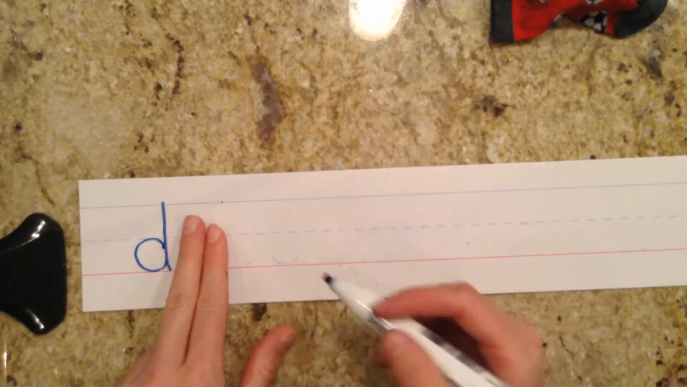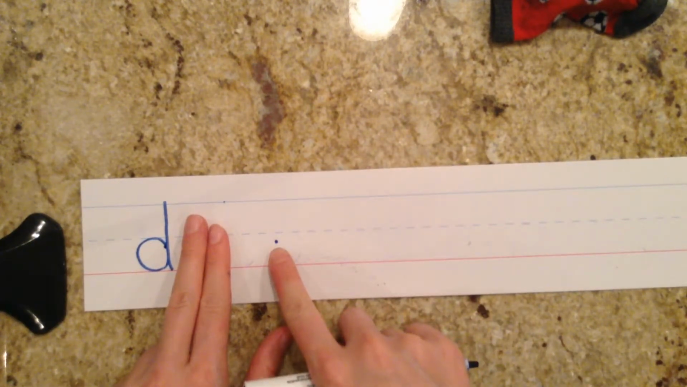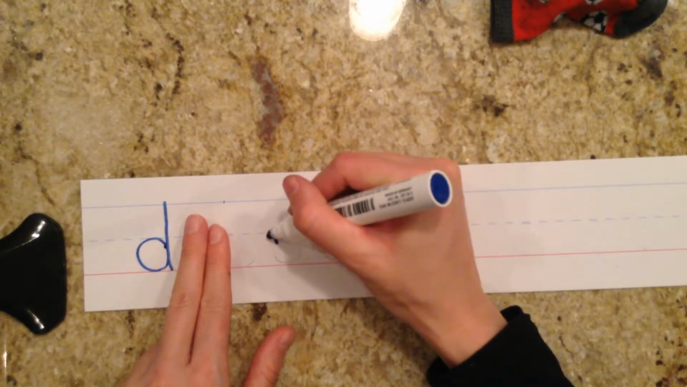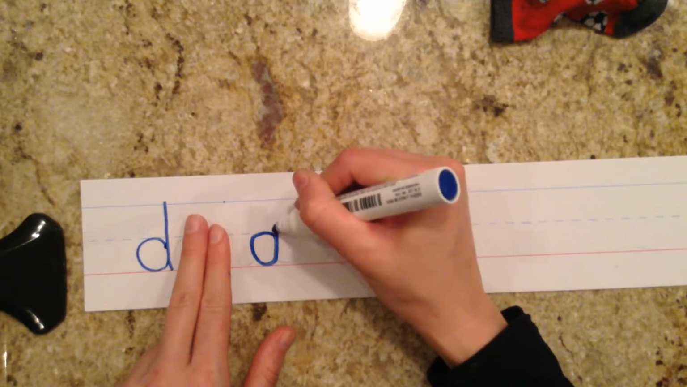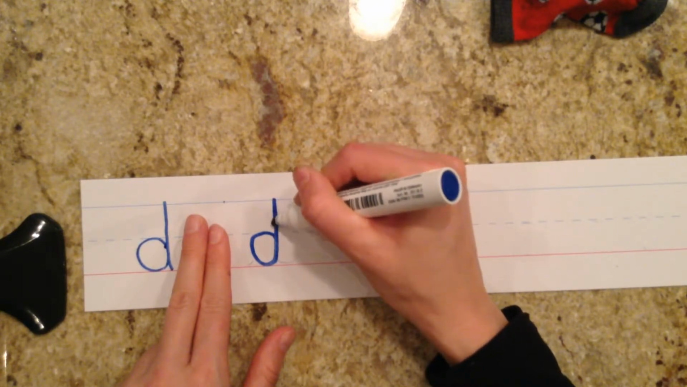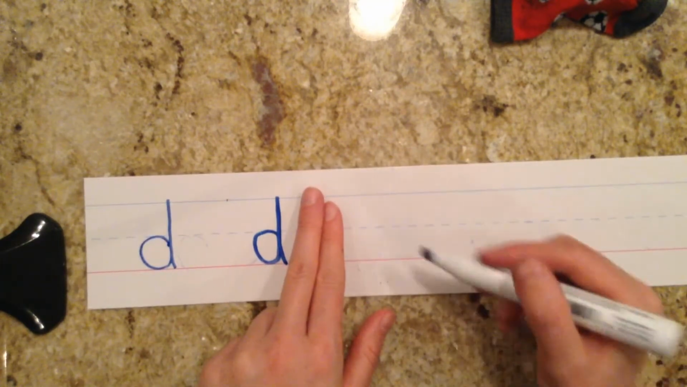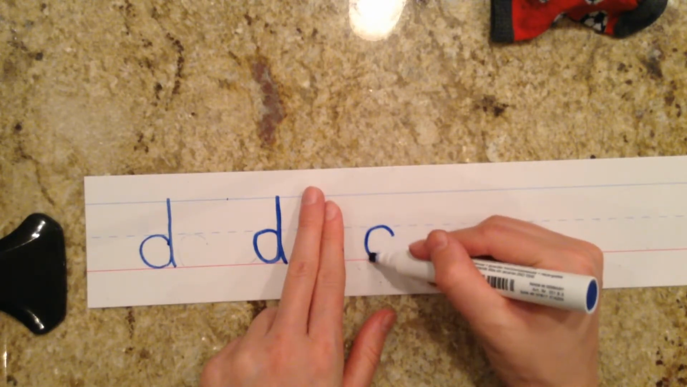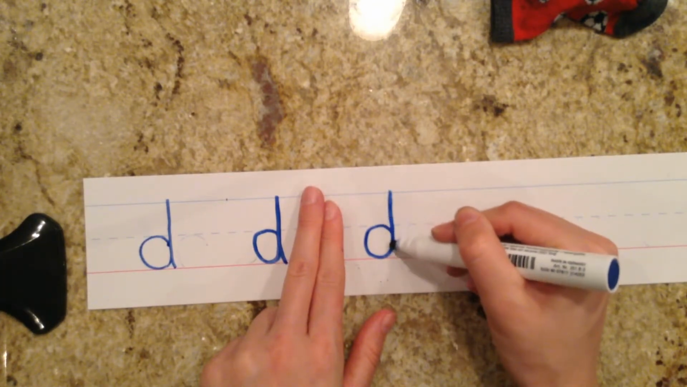Two finger spaces. Start below the dotted line. I'll put a little dot so you can see where I'm starting. It's not right on the dotted line, it's a little bit below, so my rainbow will have a nice arch. Backwards rainbow, curve all the way around, go way up, and straight down to the ground. Let's do it again. Start below the dotted line, backwards rainbow, curve all the way around, go way up, and straight down to the ground.